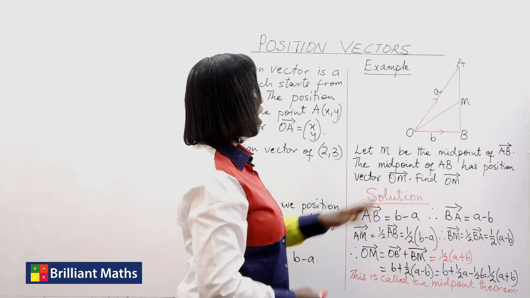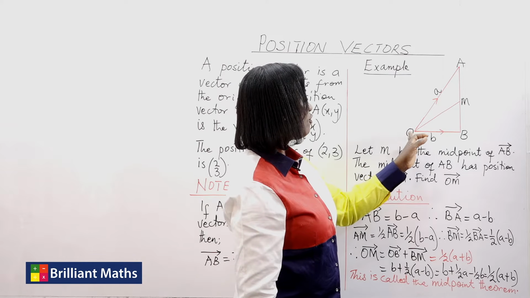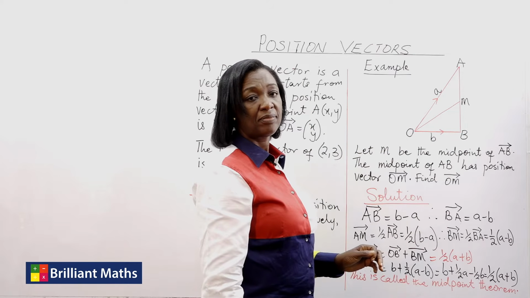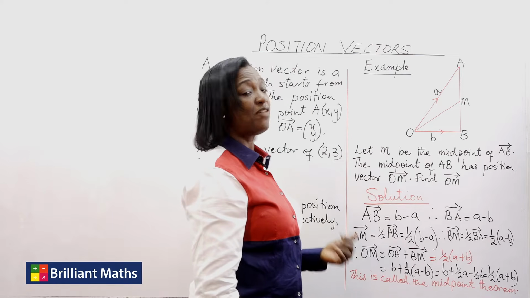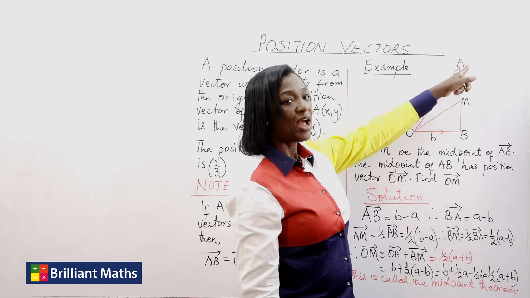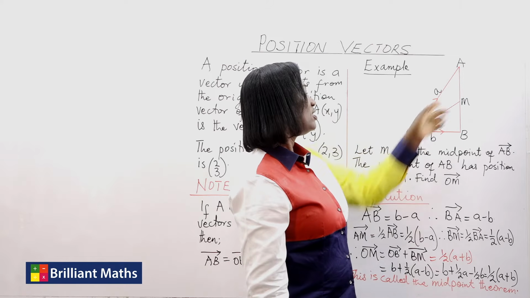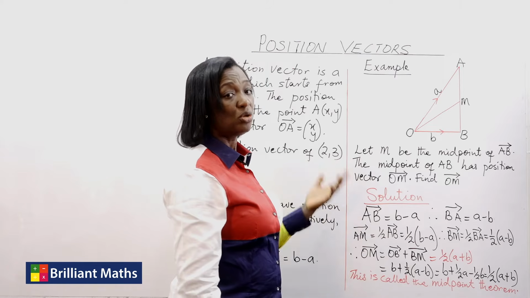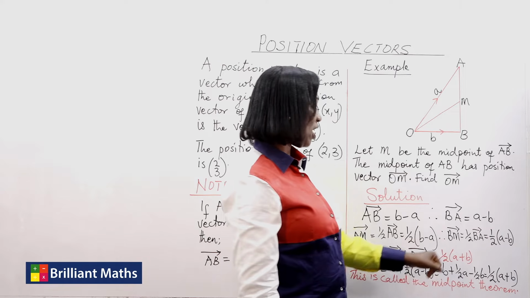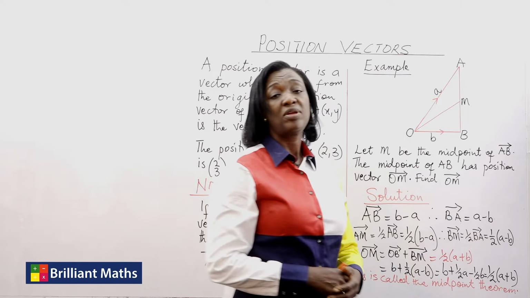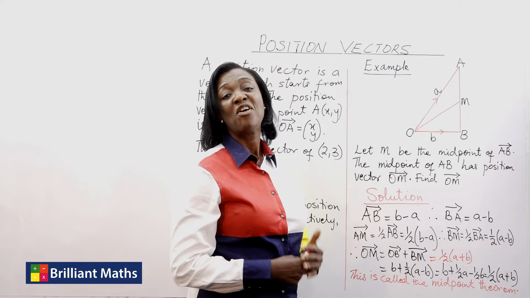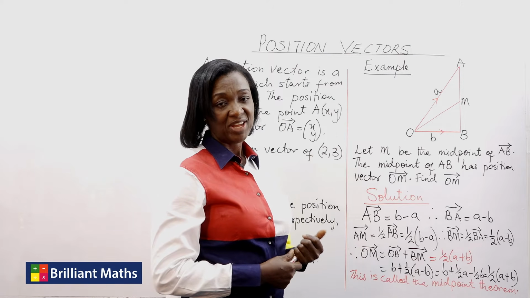If you find OM going from O to B and then to M, you will get the same answer as if you find OM going from O to A and to M. You can try out that other direction. You will get the same answer. And the position vector of the midpoint is equal to half into A plus B. You can get more examples and more exercises from Brilliant Maths Module 8.